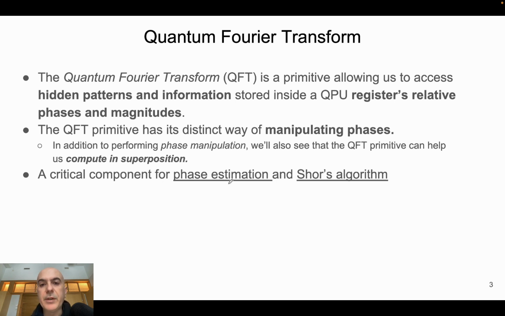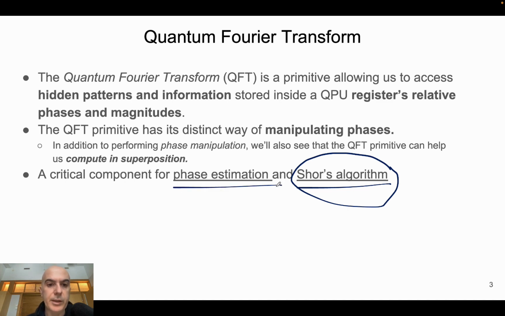The quantum Fourier transform is a super important component of a very famous algorithm. You might have heard about the Shor algorithm for factorizing integer numbers. So QFT is a critical component of the Shor algorithm. Also, we're going to use it in the next quantum primitive called phase estimation.